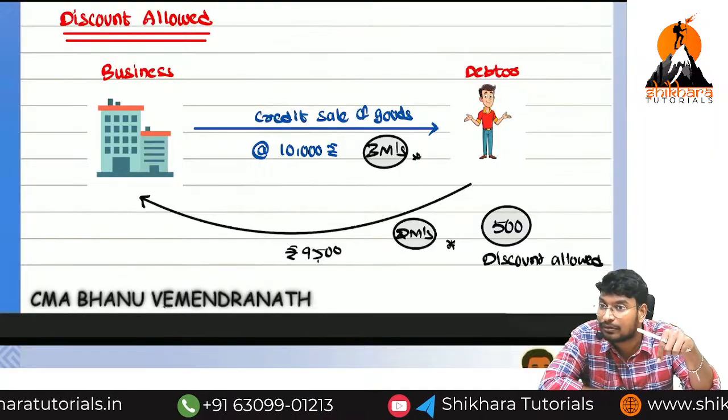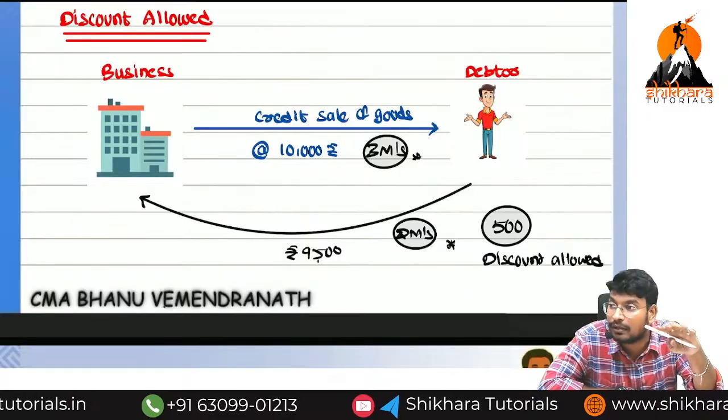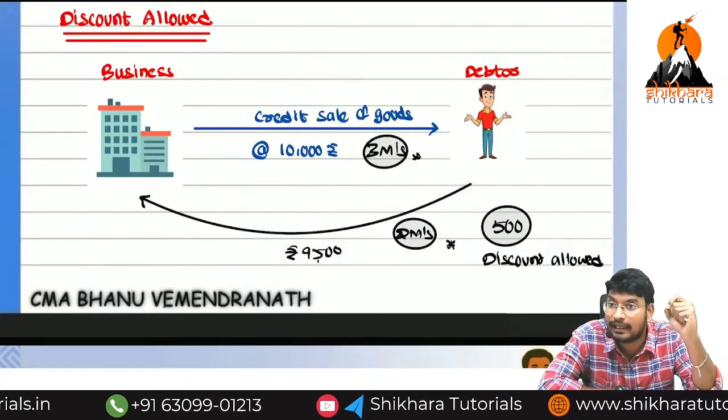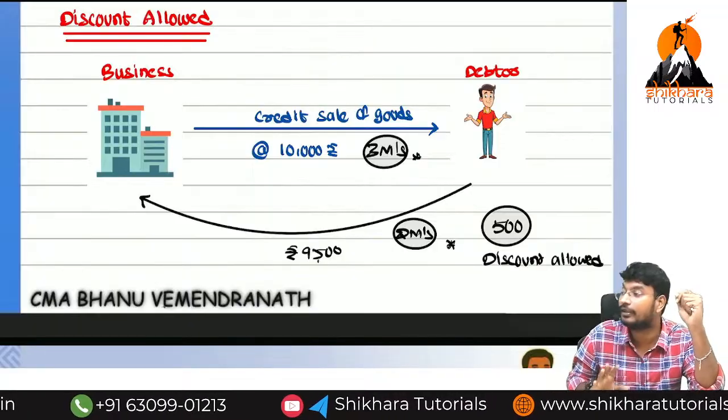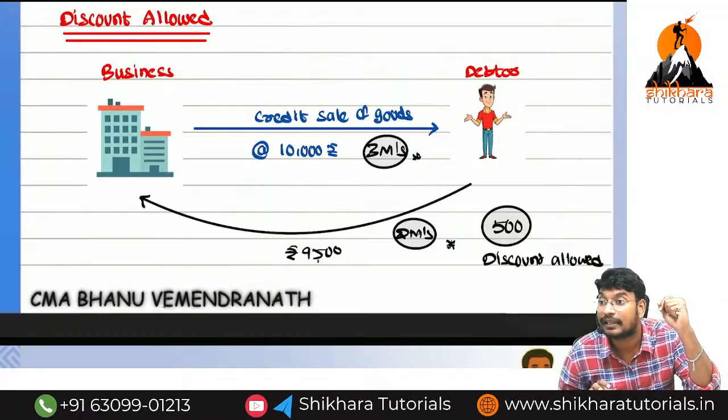We need to show the discount allowed. Then only we can get the correct profit. Otherwise, we are not going to get the correct profit.